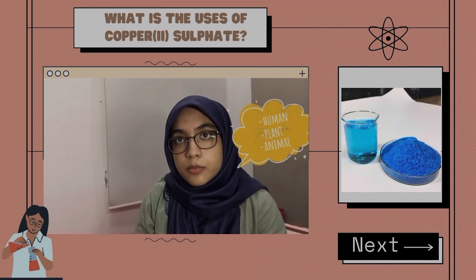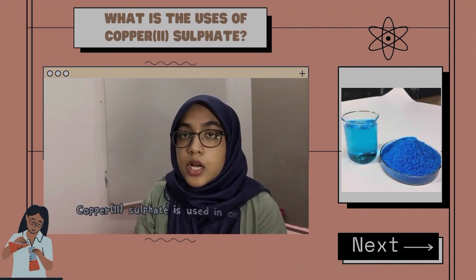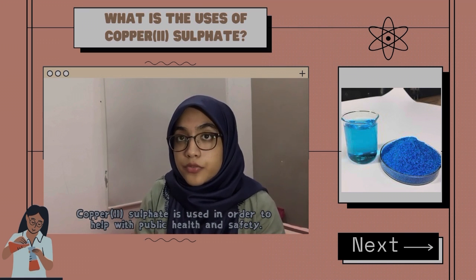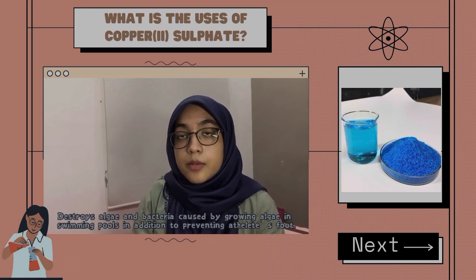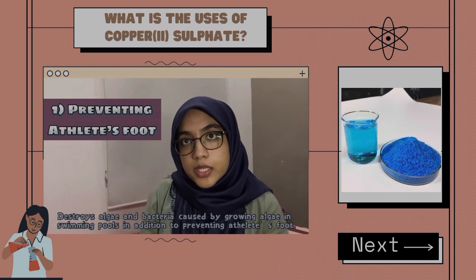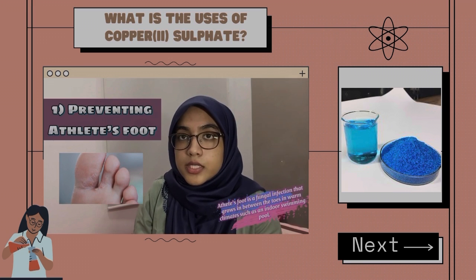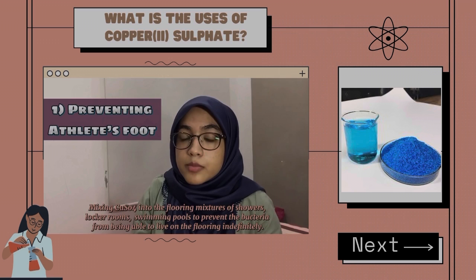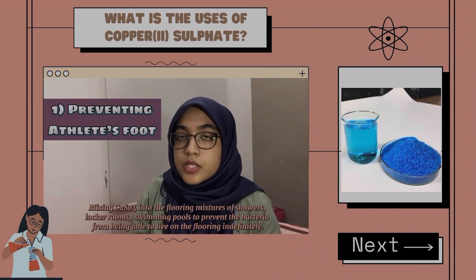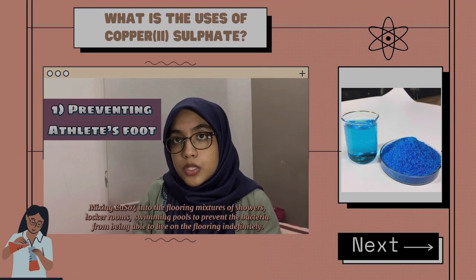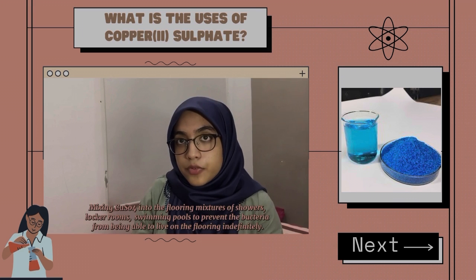plants, and also animals. So the first one, copper sulfate is used in order to help with public health and safety. It destroys algae and bacteria caused by growing algae in the swimming pool, to prevent athlete's foot. This is done by mixing copper sulfate with the floor mixtures of showers, locker rooms, and swimming pools to prevent the bacteria from being able to live on the floor indefinitely.